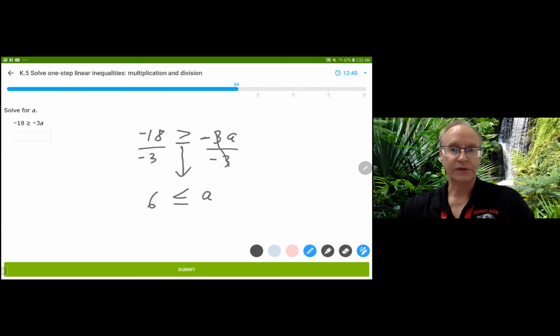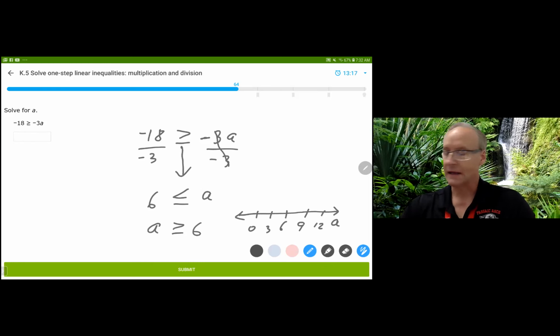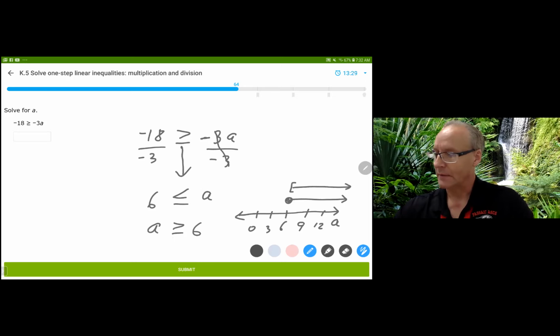Now I'm almost done, but the problem is that if I were to graph this, it would be very difficult to graph. People have a little bit of trouble reading these backwards. So a good idea is to maybe rewrite it as a is greater than or equal to 6. That way, if you were to graph it, it would look like this. I'm going to count by 3s. And this is a, so it's a good idea to label your graph. And we're going to have a filled in circle at 6. And this arrow tells us a is greater than or equal to 6. Remember, I could use a bracket, same thing. And I could write my interval notation as 6 going up to and getting closer and closer to infinity.